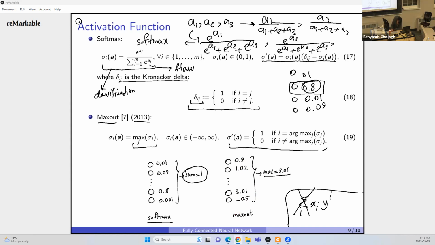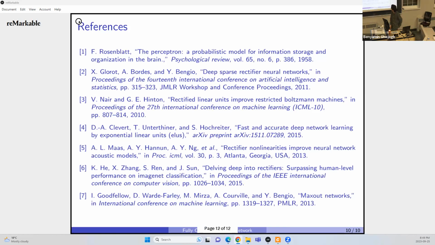And this is its derivative. What does argmax mean? Which index, which neuron maximizes that, right? So here, for example, the maximum is 3.01. Assume I have 4 neurons only. Then argmax becomes 3, right? And these are the references. Any question before the break? No? Okay, let's have a break and come back at 9:05. Okay, great.